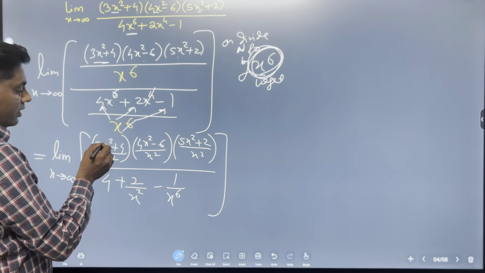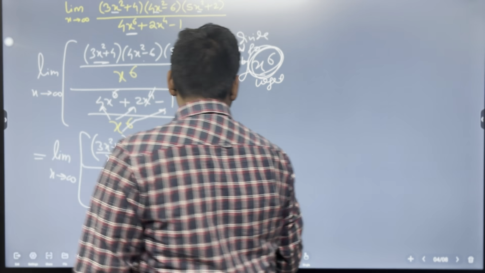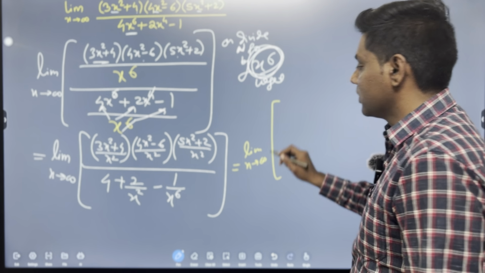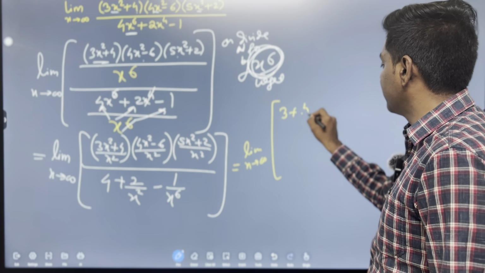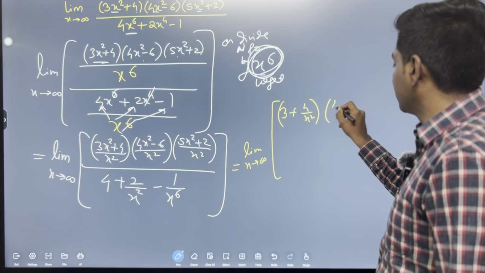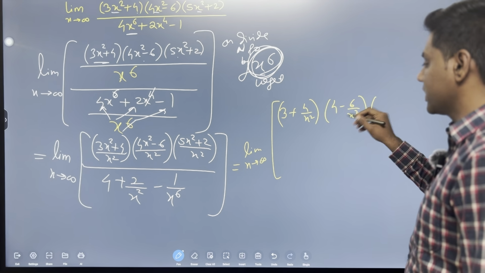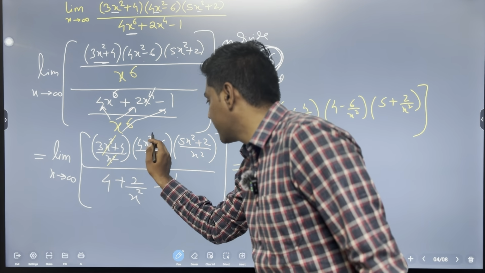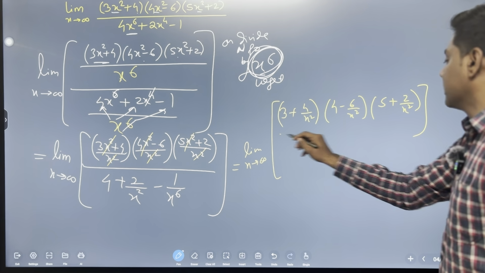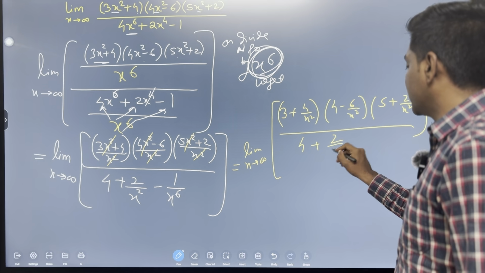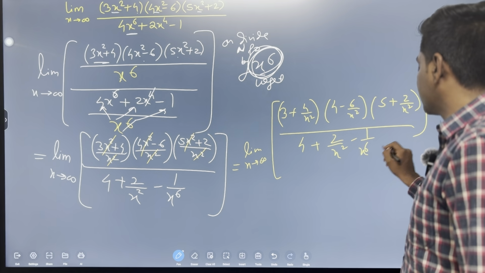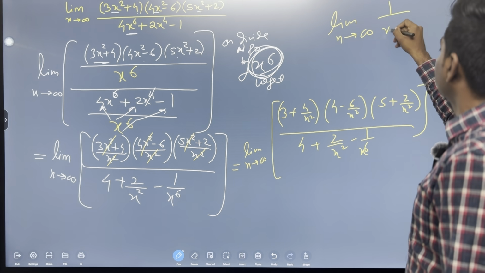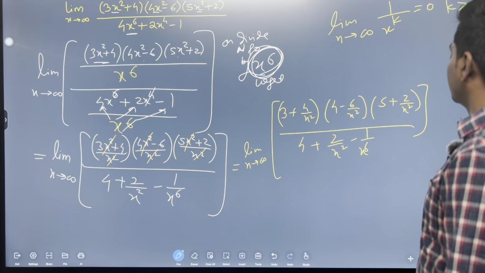So after dividing each term by x square, what we get is limit x tends to infinity, 3 plus 4 divided by x square, next bracket 4 minus 6 divided by x square, next bracket 5 plus 2 divided by x square. Here x square gets cancelled after separately dividing, and then the whole denominator is 4 plus 2 divided by x square minus 1 upon x raised to 6. According to the formula of limit x tends to infinity 1 upon x raised to k equals 0, that is, k is greater than 0.